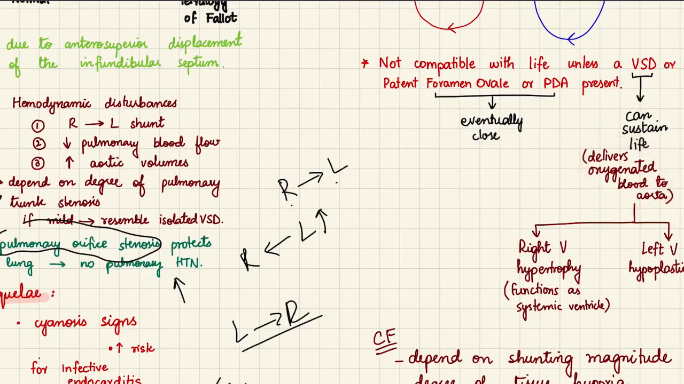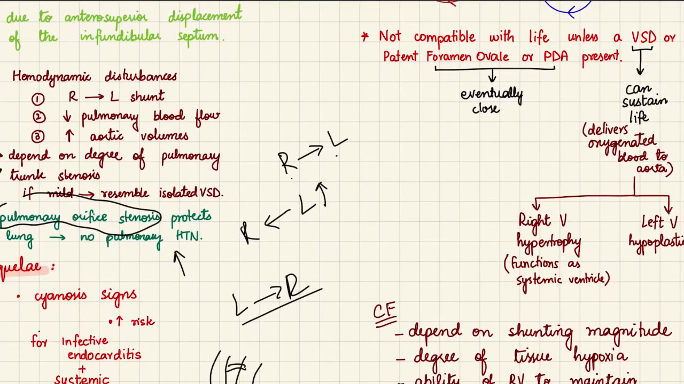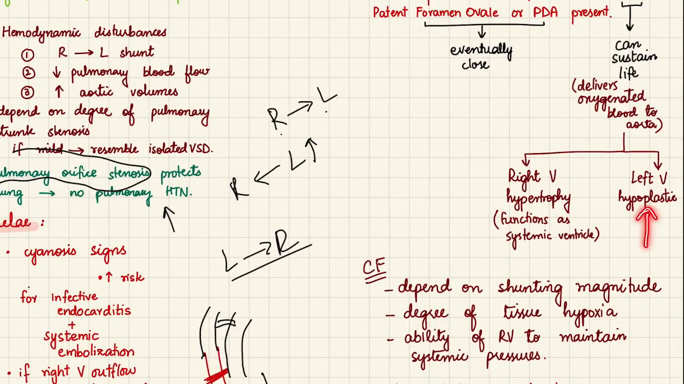So if we have a VSD, what will happen? Right ventricular hypertrophy will be there, because in this case the right ventricle is functioning as the systemic ventricle. You can see here that the right ventricle is connected to the systemic circulation. So the right ventricle will act as the systemic ventricle and it will undergo hypertrophy, and the left ventricle has no such load on it, so it is going to undergo hypoplasia.